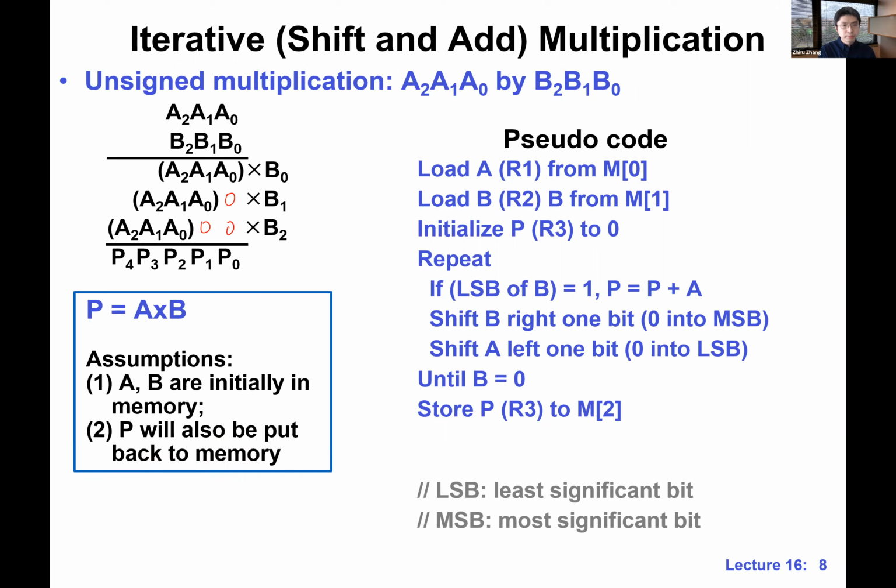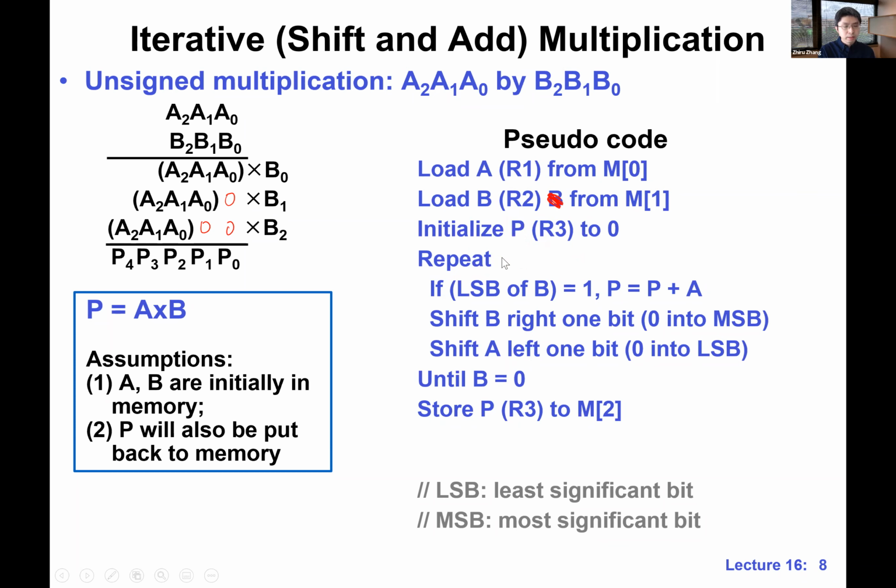What we want to do is first assume that we have this A in this specific memory location, absolute address memory 0. This is absolute address. And this is a typo, I'm going to fix this. No more B here. B is in M1, address 1. We load A to R1. We load B to R2. Then we use R3 for P. P is the product, and we're going to use the same register for partial product as well.